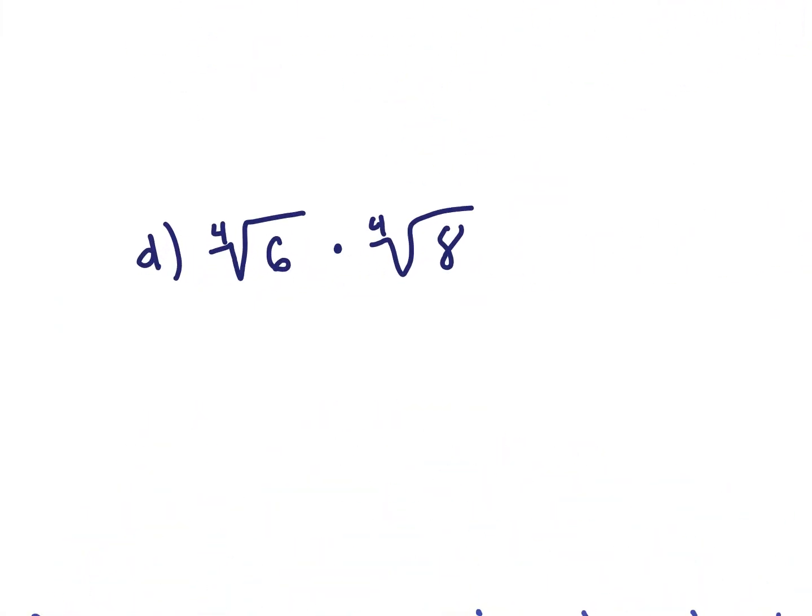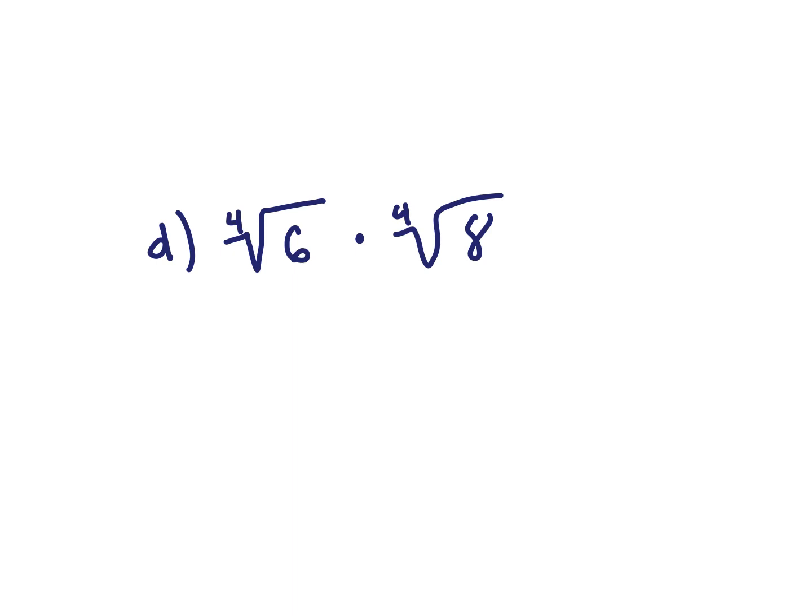All right, let's look at D. So for D, my bases are not the same, but the radicals are. So how can I multiply these together? Multiply the insides and keep the radical part the same. So I'm doing the 4th root of 6 times 8. Now you can multiply 6 times 8, but we're going to want to simplify it. So let's just break it apart from here.